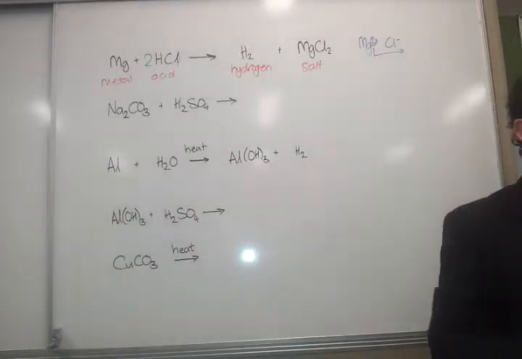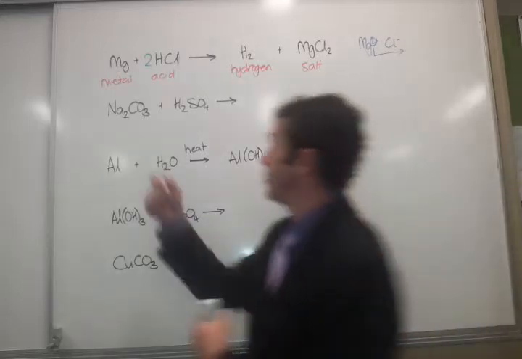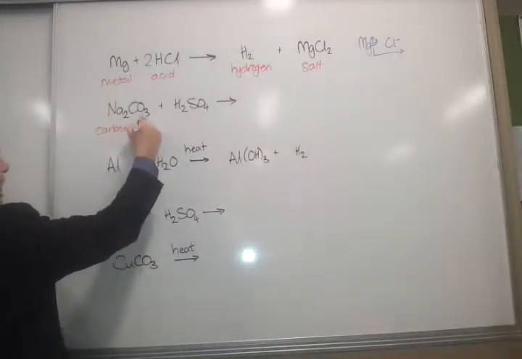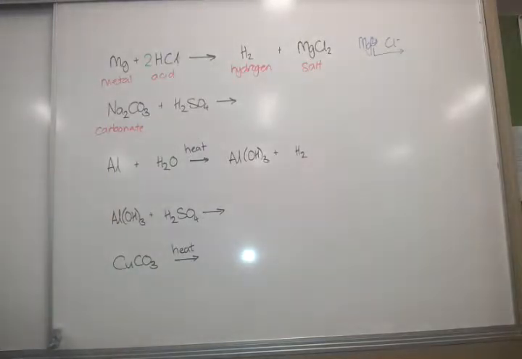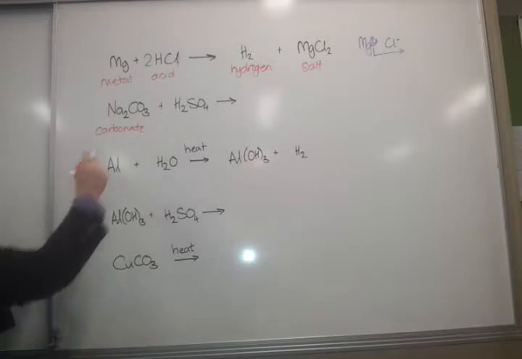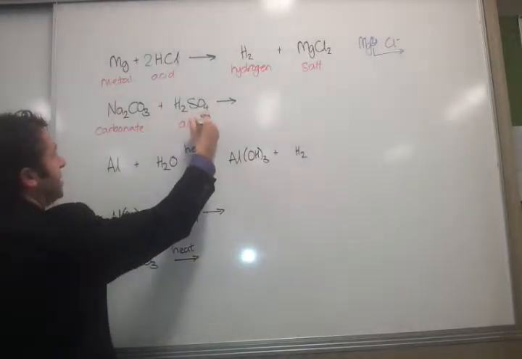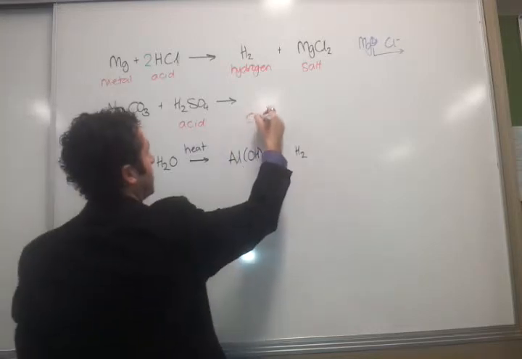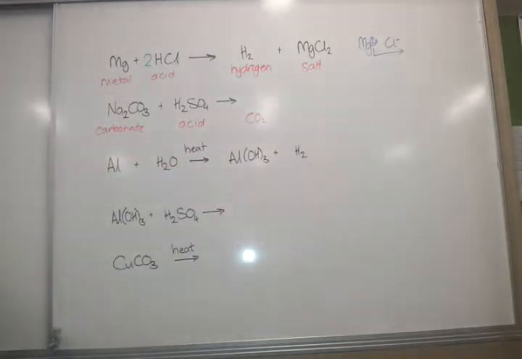So here, I've got a carbonate or a hydrogen carbonate. Now, whenever these react, it's quite easy. You're going to get carbon dioxide. They react, you get bubbles. That's CO2. In this case, it's carbonate and acid. So I know that I'm going to have CO2. Well, carbonates are an example of a base.